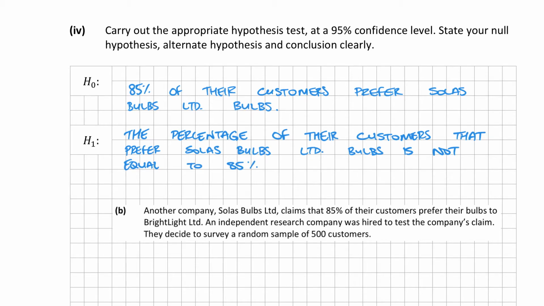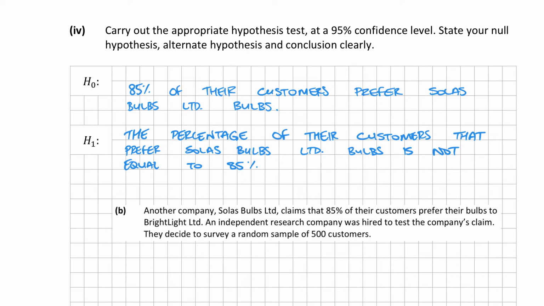Okay, so let's just look at that again. So what you do is you take your null hypothesis, and that's just the claim that they gave. They made the claim that 85% of their customers prefer Solus's bulbs. The alternative hypothesis is always just the opposite of this claim, right? So instead of saying that they prefer them, it's saying that they do not prefer them, okay? So you're still using your 85%, but it's just saying that they do not. So that is that one, right?